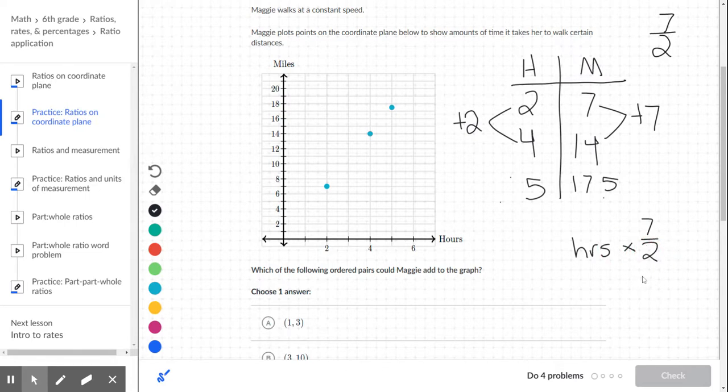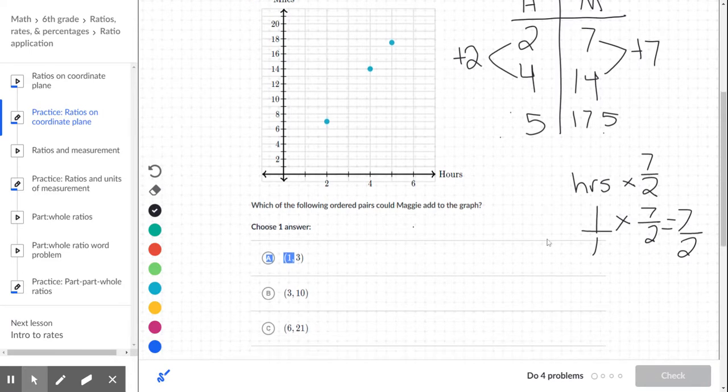So here they told me that in 1 hour, she can go 3 miles. So I'm going to take 1 and multiply it by 7 over 2. 1 times 7 is 7, and 1 times 2 is 2. So this says that she can go 7 halves. This is saying 3. That's not the same thing, so that won't work. Let's try B.